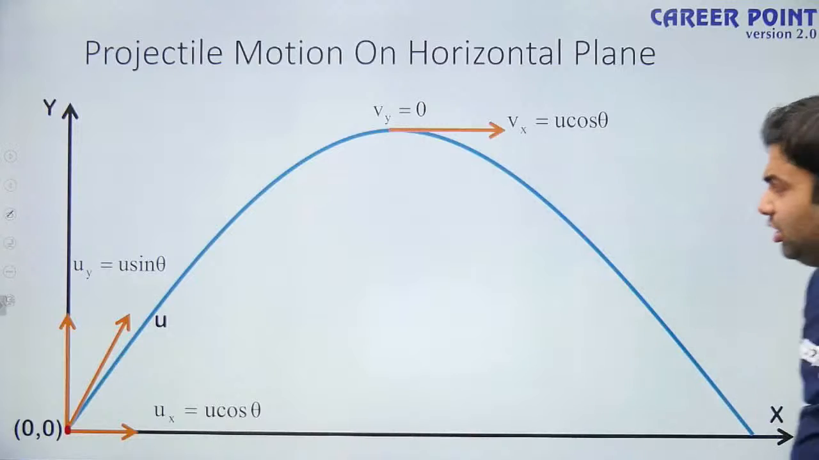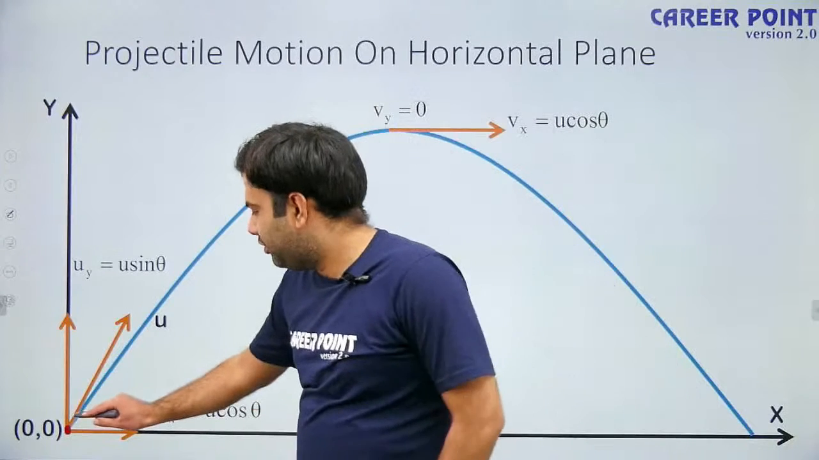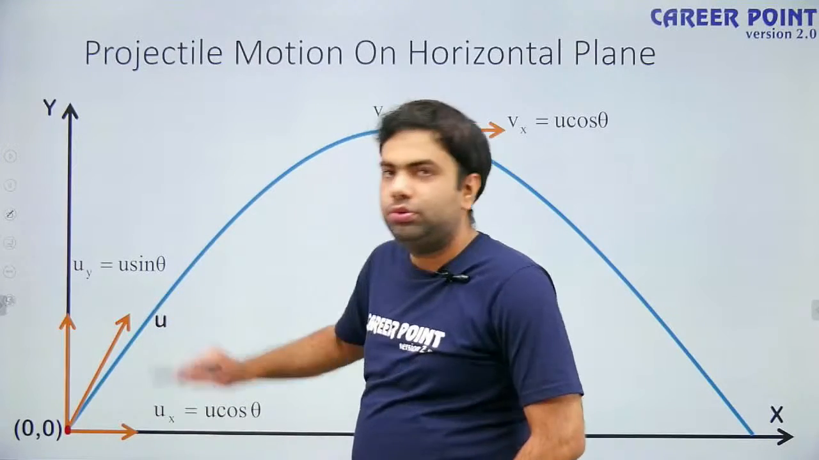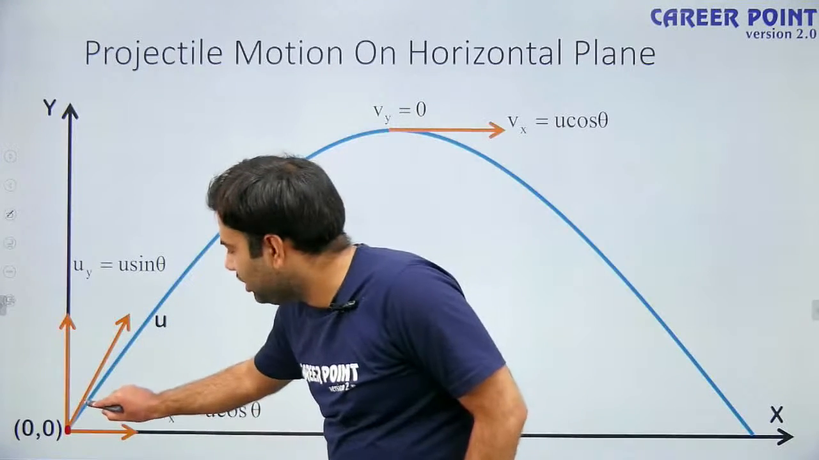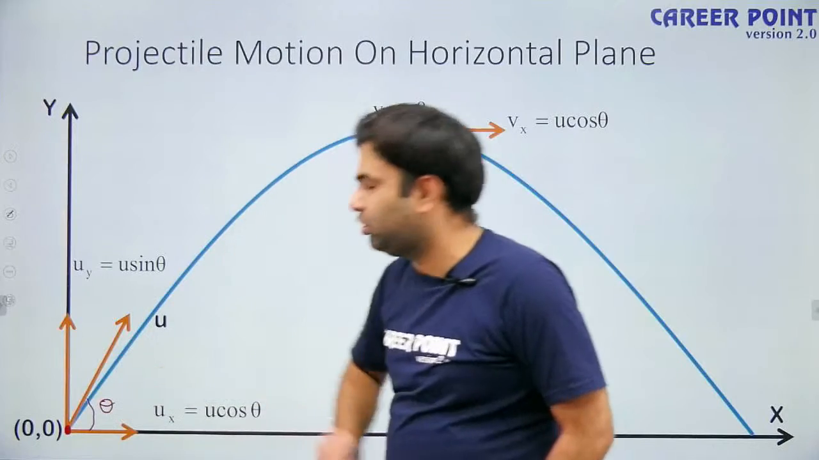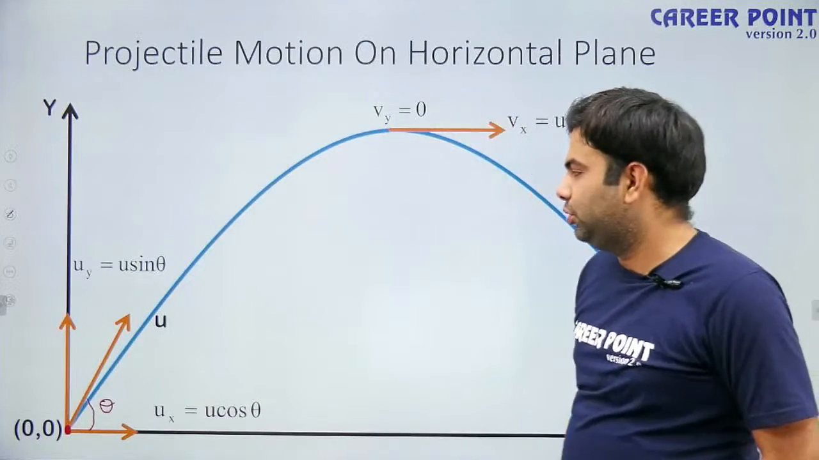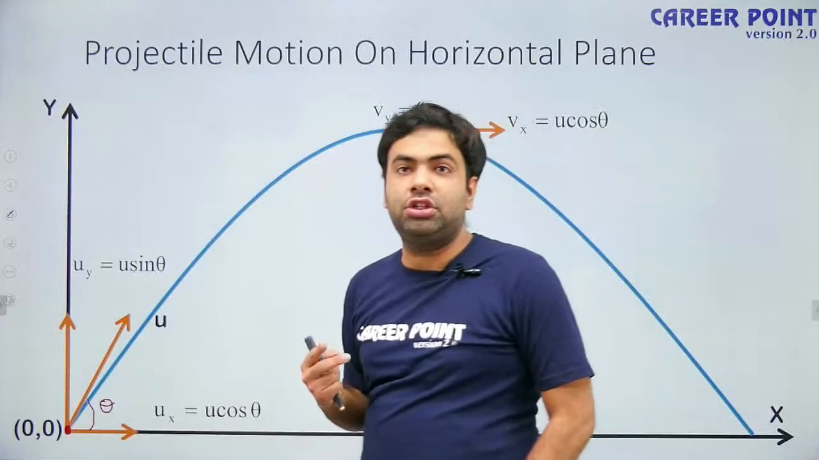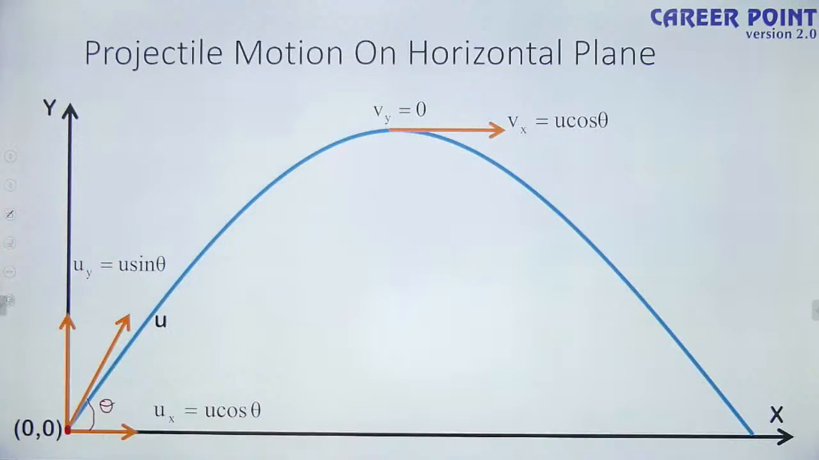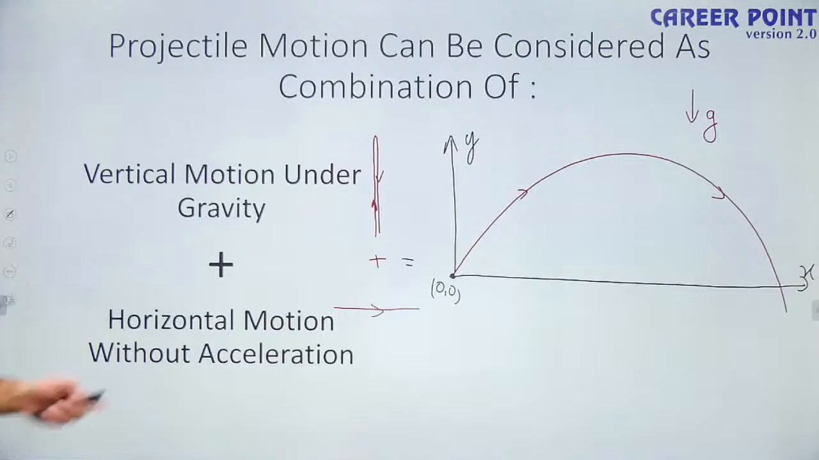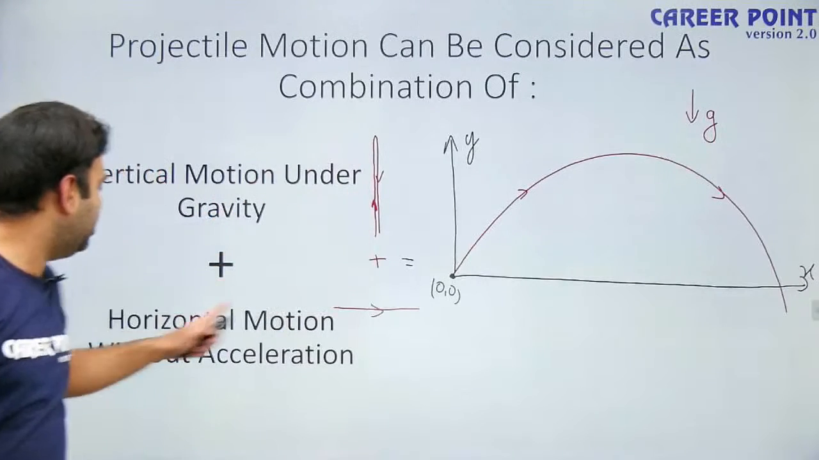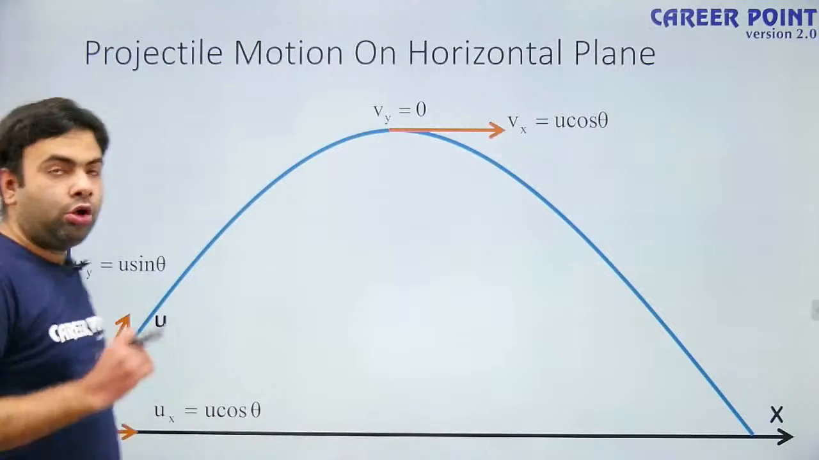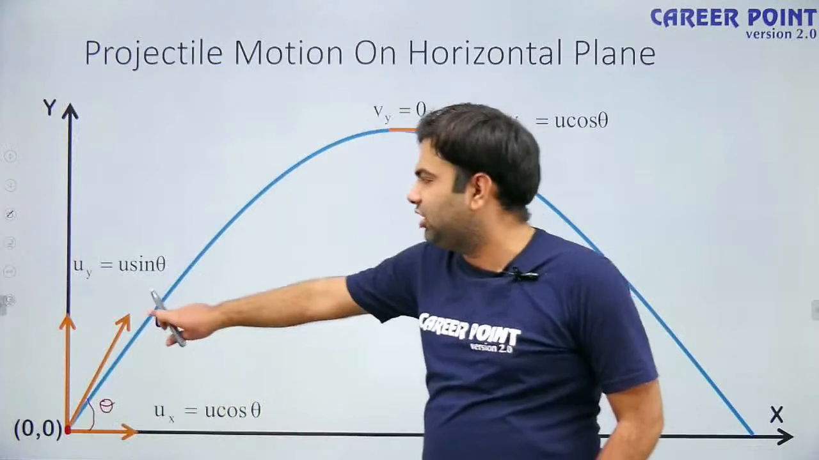See, if I throw this particle with a velocity u making angle theta from the horizontal, then as I told you, I am going to consider this projectile motion as the combination of two motions. What are those two motions? Vertical motion under gravity and horizontal motion without acceleration. So I will make components of this initial velocity.